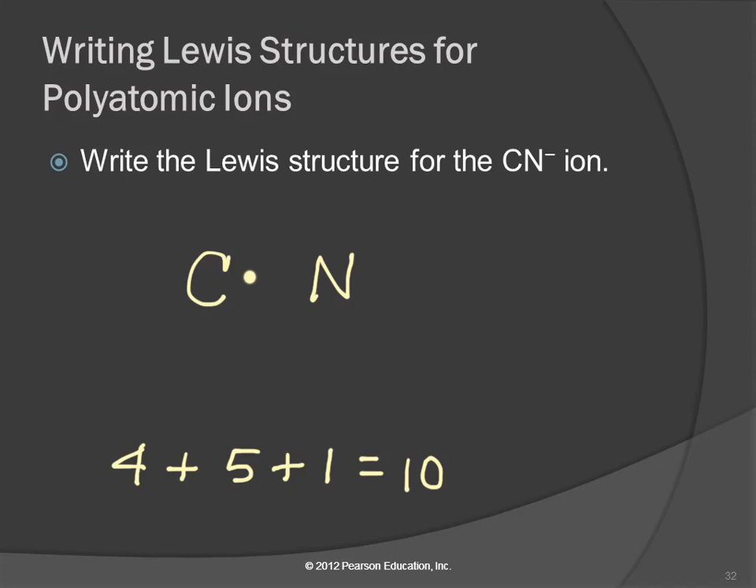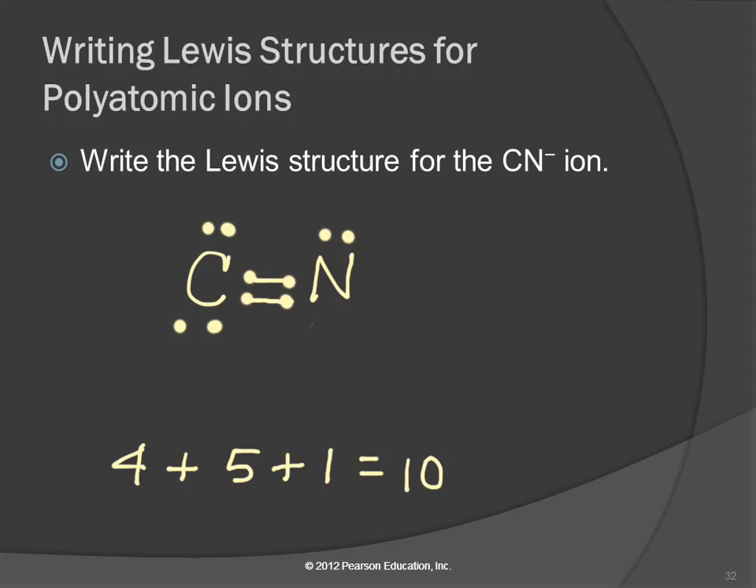So we'll put a pair between. There's 2, 4, 6, 8, 10. Ran out of electrons. So we're going to have to do some extra sharing. So we'll move a pair into the middle. I'm going to connect these so that we can keep them straight.